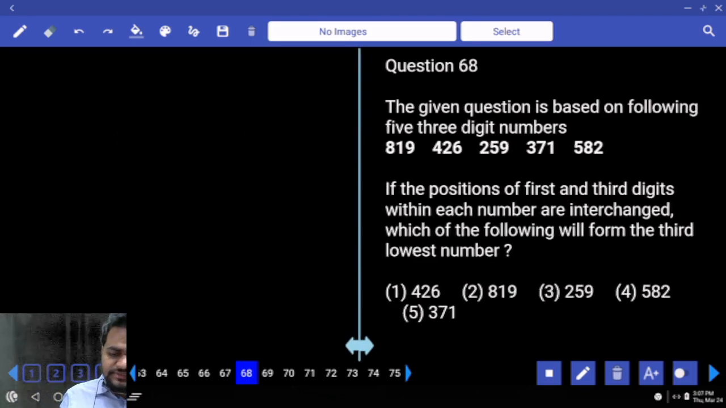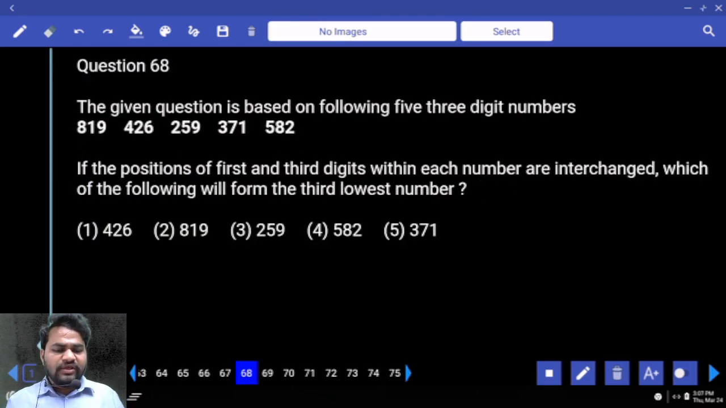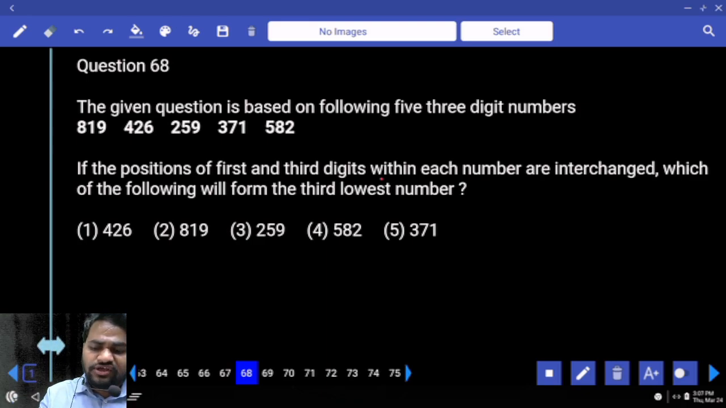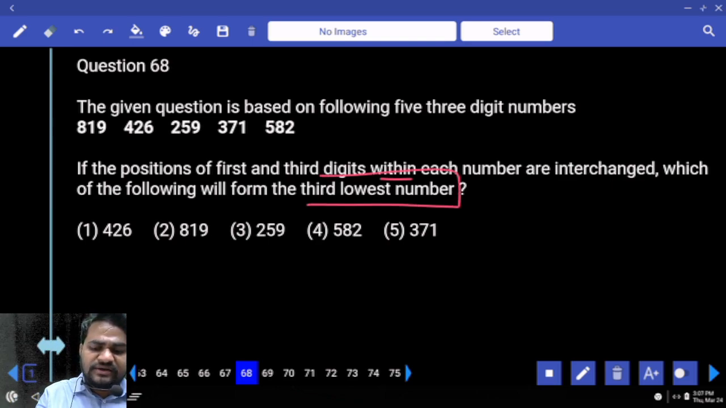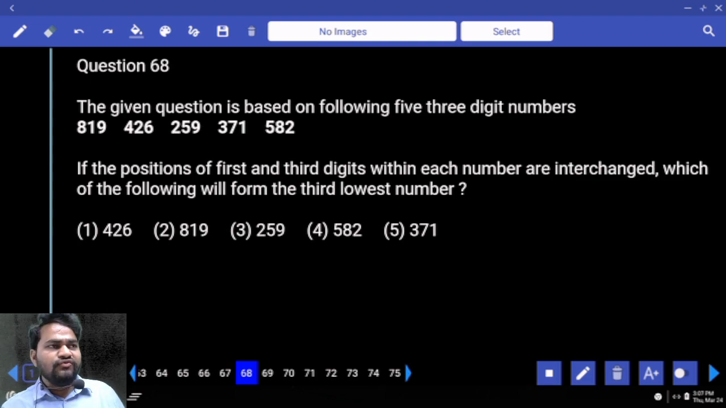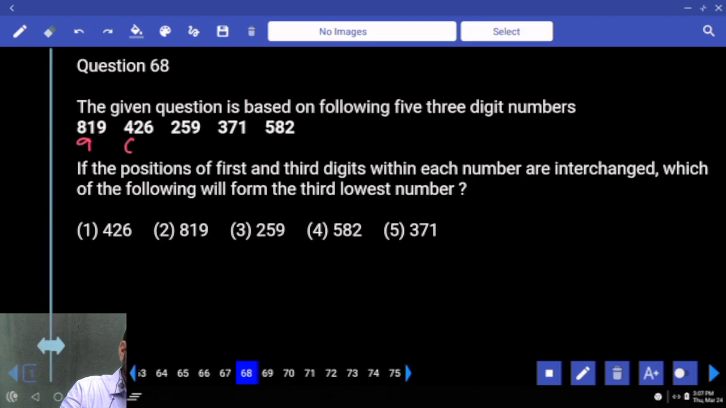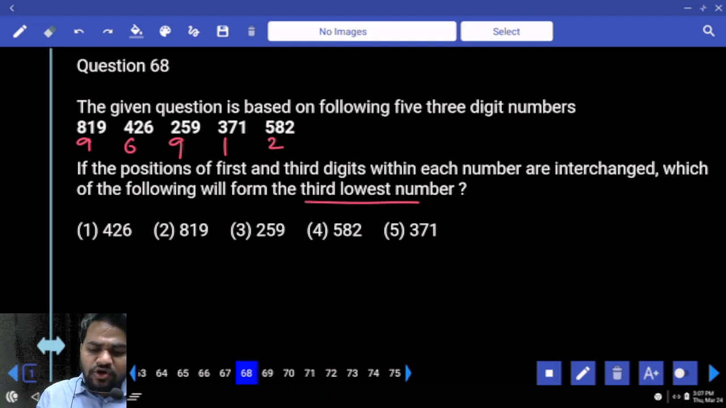Next, 68. If the positions of first and third digits within each number are interchanged, which of the following will form third lowest number? If we interchange first and third digits, then this will be starting with 9. Next one will be starting with 6. Again 9, 1, 2. We need to find out third lowest number. First lowest is starting with 1. Second lowest is 2. Third lowest is starting with 6. 426, option 1.